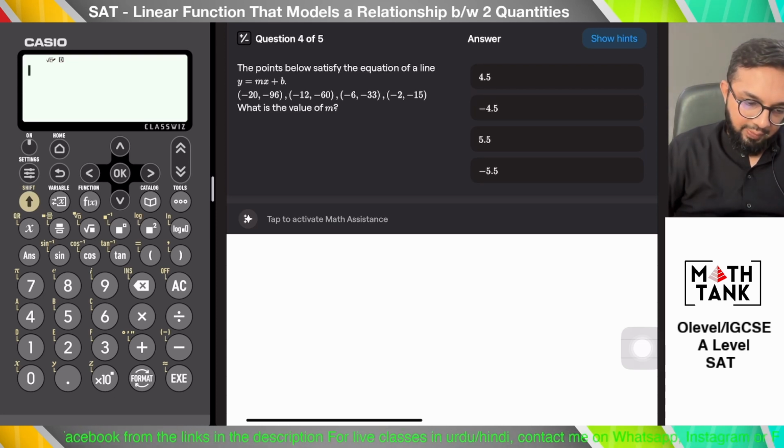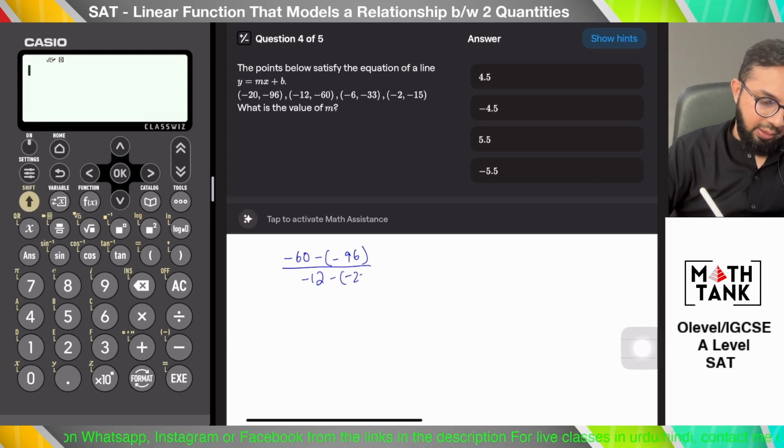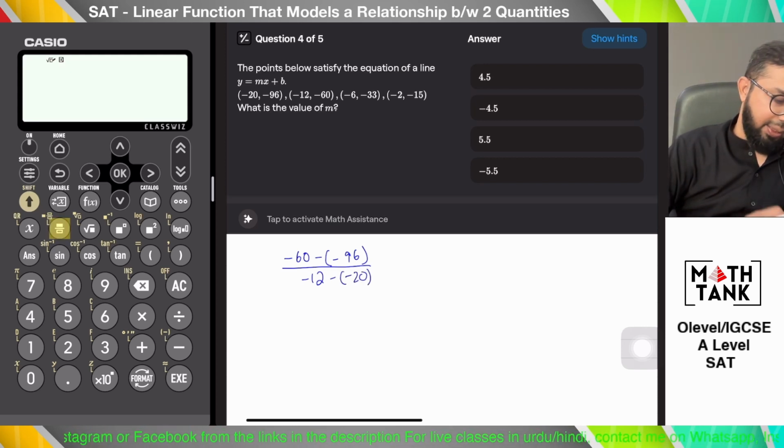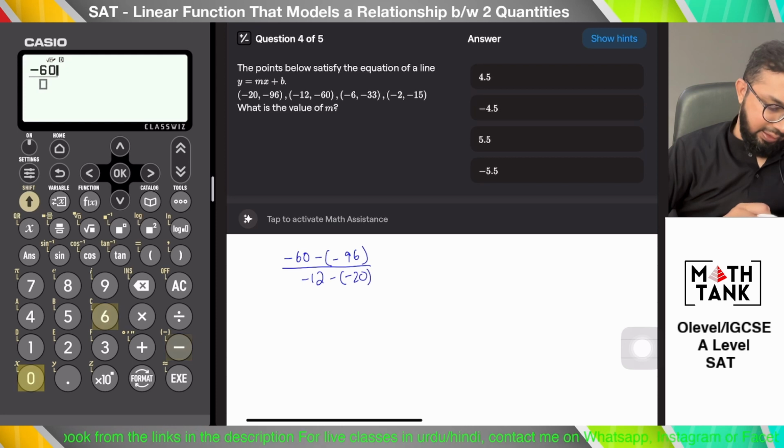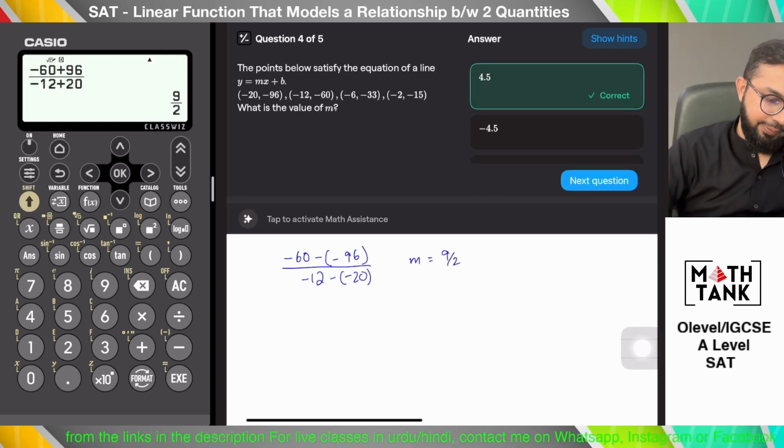Okay, so I can find out the gradient first. I can pick out any 2 points for the gradient. Minus 60 minus 96, y2 minus y1 over x2 minus x1. Okay, I have to be careful about the signs since they are complicated. Plus 96 divided by minus 12 plus 20. I'm getting 9 over 2. So the value of m should be 9 over 2, which is 4.5.